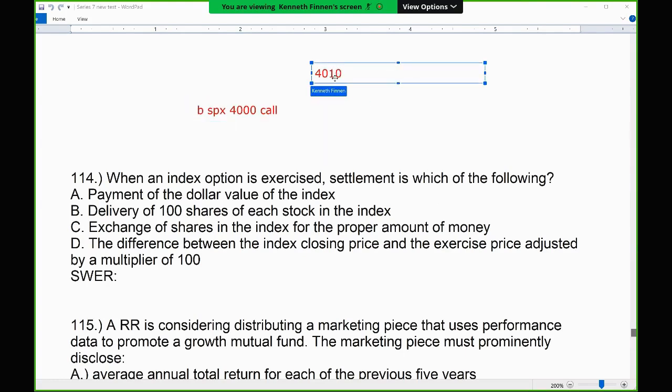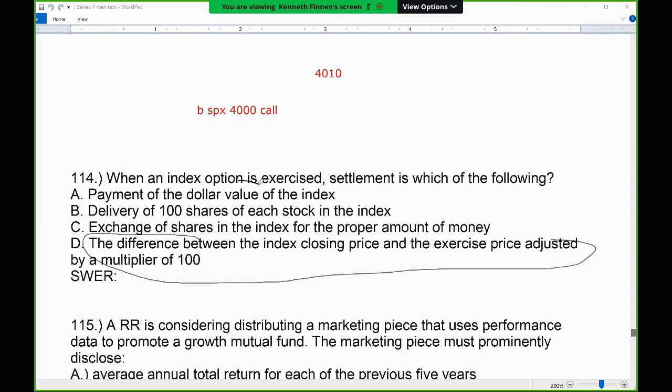Does that make sense? So the answer here, just so you understand, is the in the money amount, which is literally D as in David. You're not getting the dollar value of the index. You're not getting $40,000, okay, or $400,000. You're getting the difference between the index closing price and the exercise or strike price. Do you want me to do that again or no?